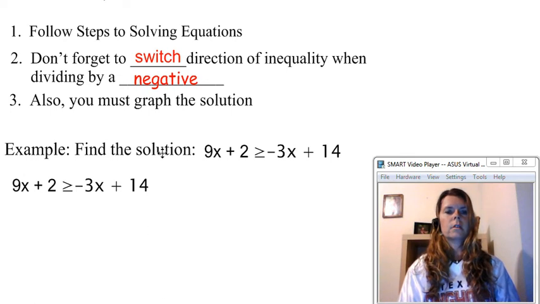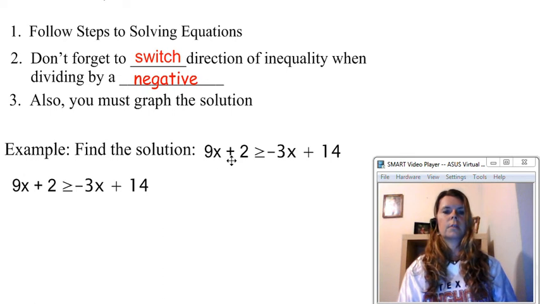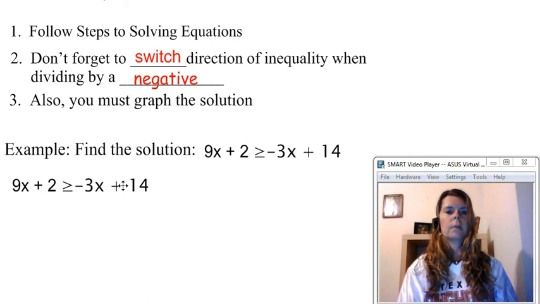Okay, here's an example. Find the solution to 9x plus 2 is greater than or equal to negative 3x plus 14. So notice you have a variable on both sides. So we're going to follow the steps for solving an equation with the variables on both sides that we did yesterday.